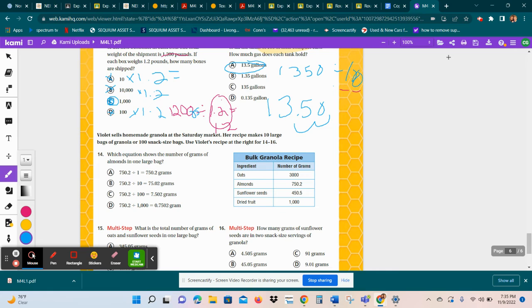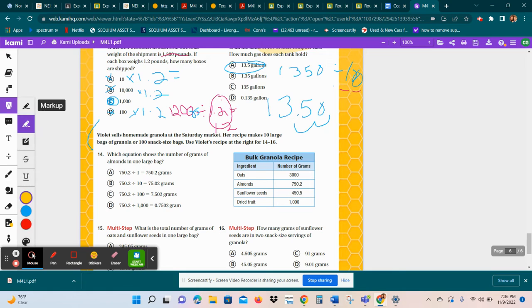Well, let's look at the story here. It says that Violet sells homemade granola at the Saturday market. Now, her recipe makes 10 large bags of granola or 100 snack-size bags. And we're going to use her recipe at the right to answer 14, 15, and 16. So again, the equation shows the number of grams of almonds.